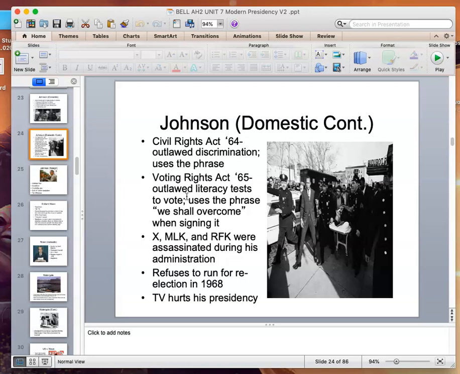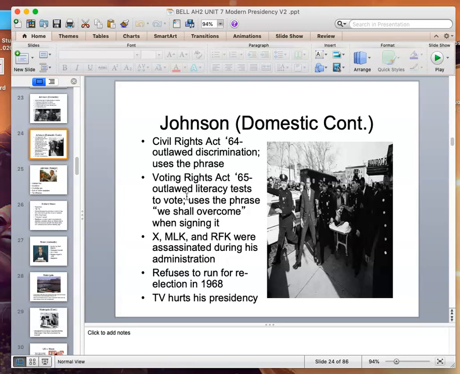TV really hurts his presidency because he has the first presidency that is under Monday through Friday and Sunday morning coverage via the news. So his decisions are criticized a little more than his predecessors' were. He also has to follow JFK. He's also compared to RFK, who seeks the Democratic nomination even before he resigns.